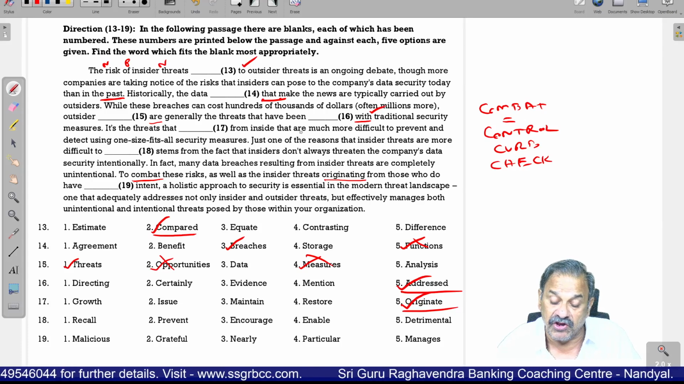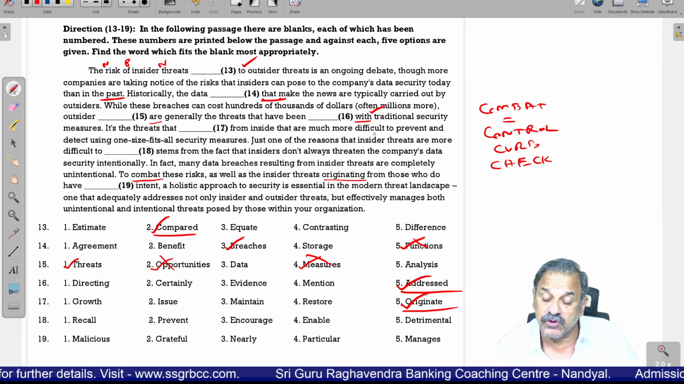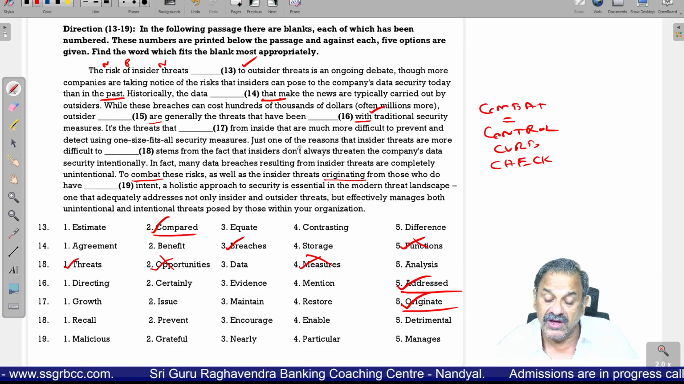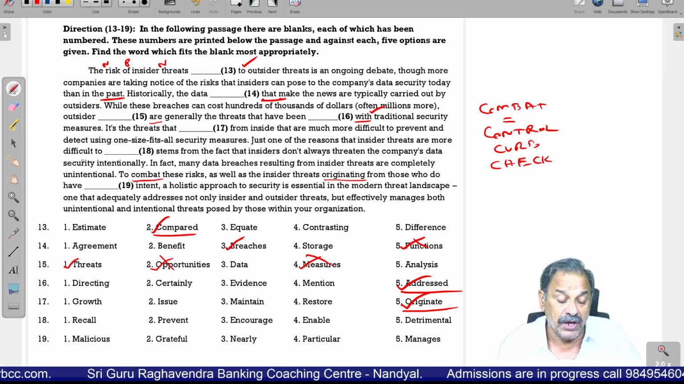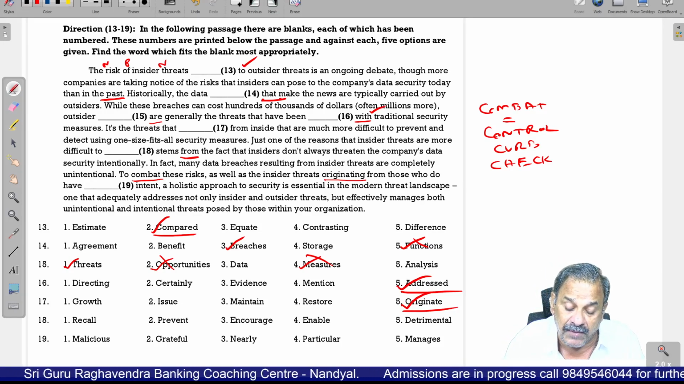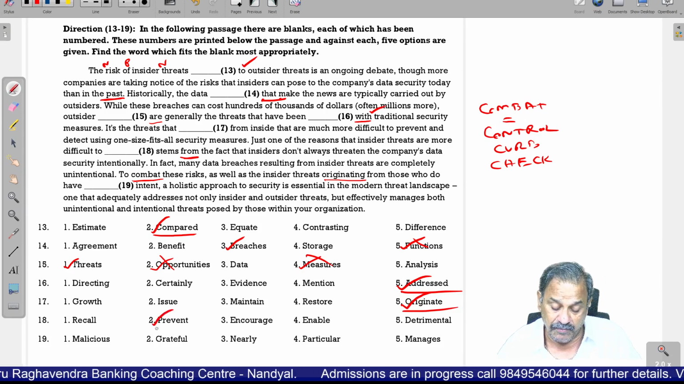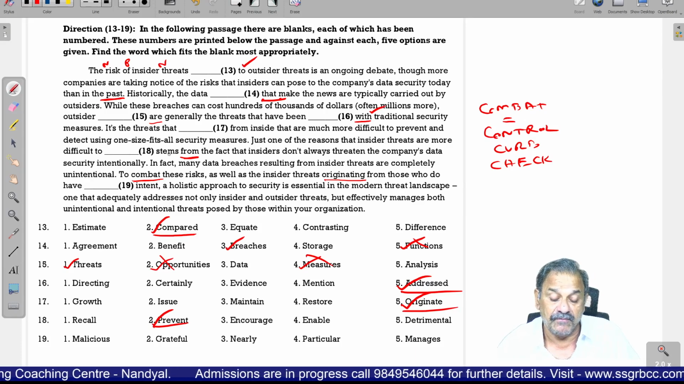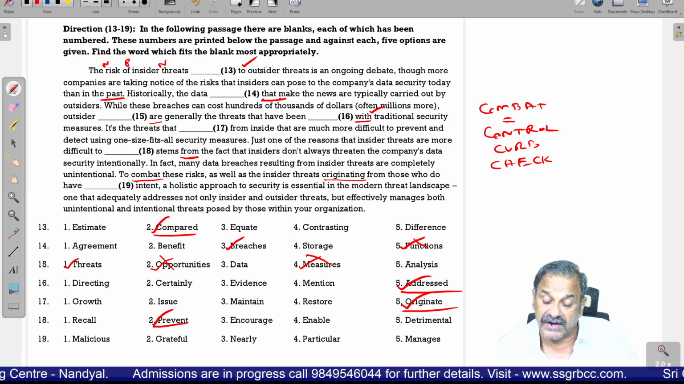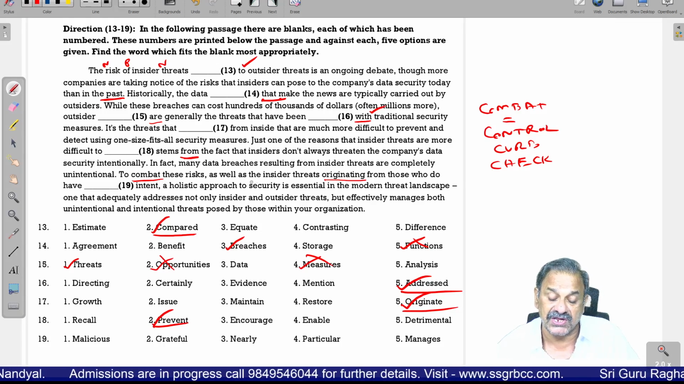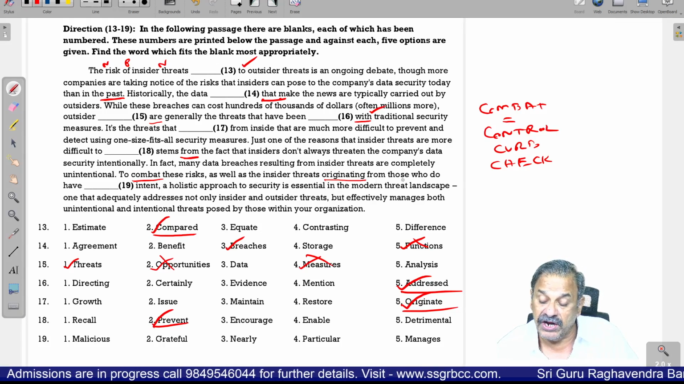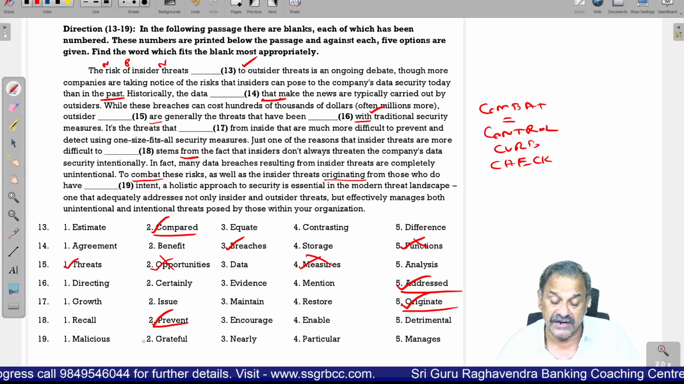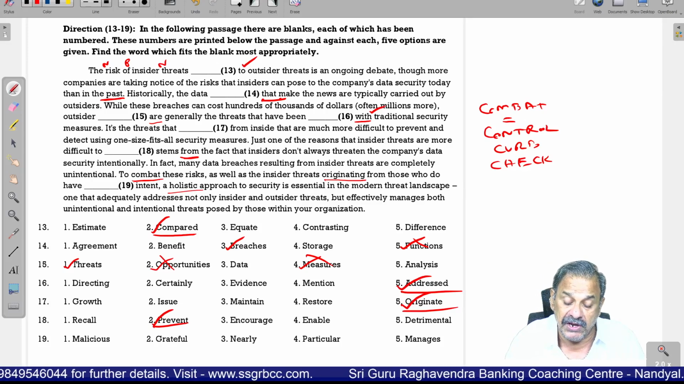It is the threats that originate from inside that are much more difficult to prevent and detect using one-size-fits-all security measures. Just one of the reasons that insider threats are more difficult to prevent from. We have to use prevent. From is a preposition, compelling us to use prevent. To prevent stems from the fact. Then to combat these risks as well as the insider threats originating from those who do have dash intent, malicious intent, holistic approach. Holistic means complete.